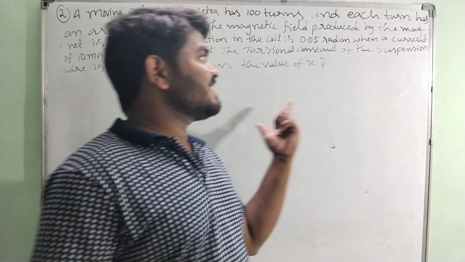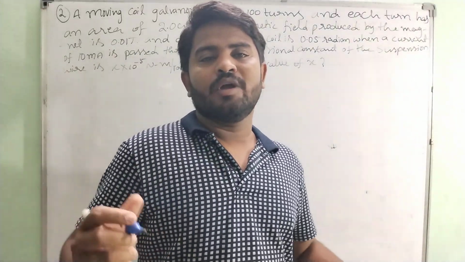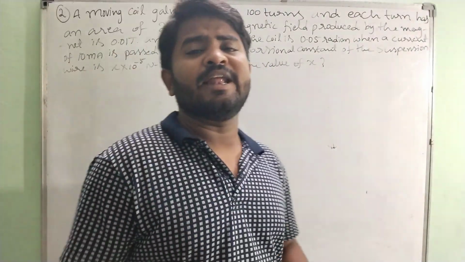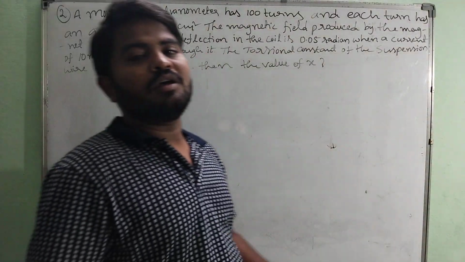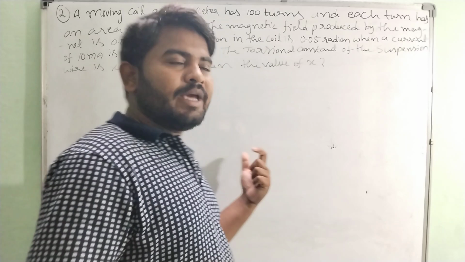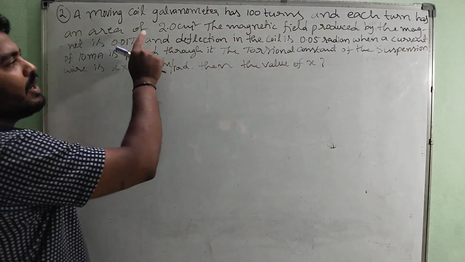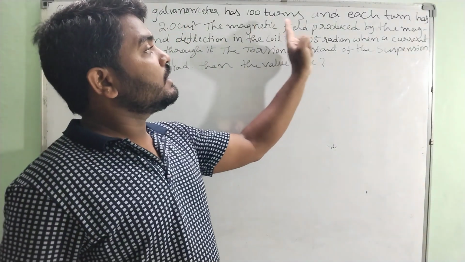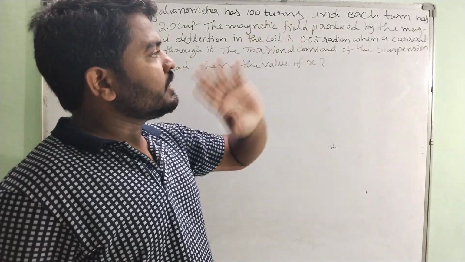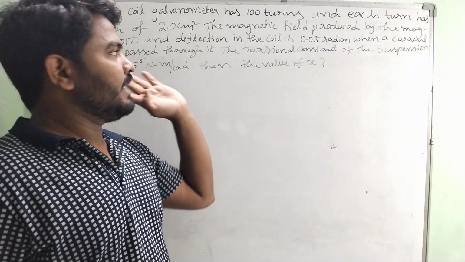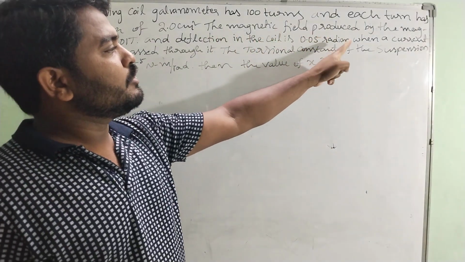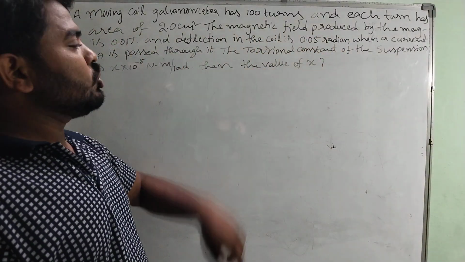Hi guys, this is the second question from moving coil, moving charge and electromagnetism. Coming to this one, this question is regarding the moving coil galvanometer. A moving coil galvanometer has 100 turns, and each turn has an area of 2 centimeter square, right? The magnetic field produced by the magnet is 0.1 Tesla.